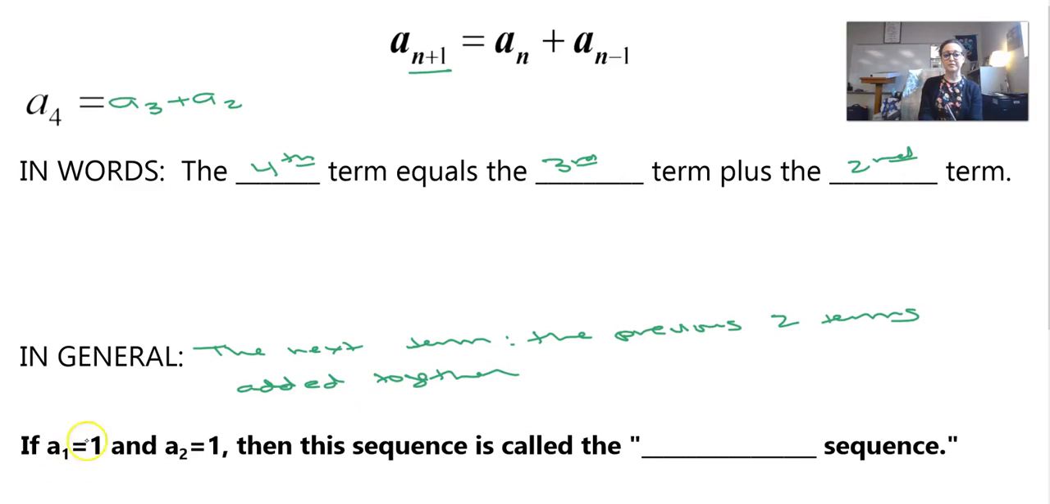Okay, now if the first term is 1 and the second term is 1, what would the third term be? 2, right? Because you're adding the previous 2 terms. What would the fourth term be? It would be 1 plus 2, so that would be 3. What would the fifth term be? It would be 2 plus 3, so that would be 5. How about the sixth term? Sixth term would be 3 plus 5, so that would be 8, and so on. This is a special sequence called the Fibonacci sequence.